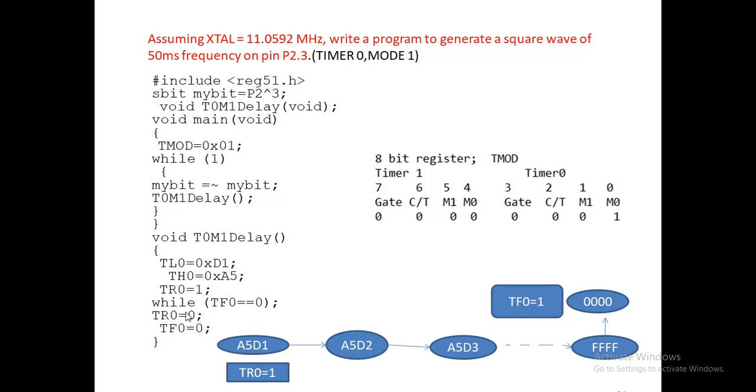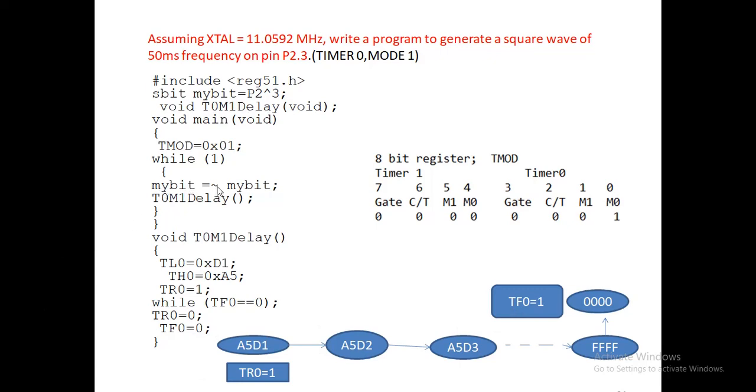Here you have to check while TF0 is equal to 0. Keep on checking whether TF0 is equal to 0, and until then the program has to stay over here. Why? Because it is going to count from D1, D2, D3 until FF. Once it reaches FFFF, this bit becomes 1. Once it is 1, the while loop comes out, and again you make TR0 as 0 and TF0 as 0. Again come back here.